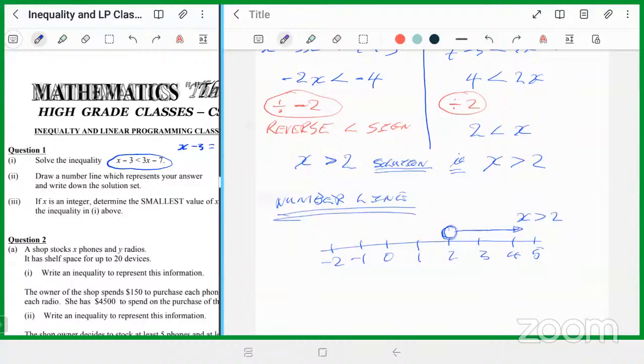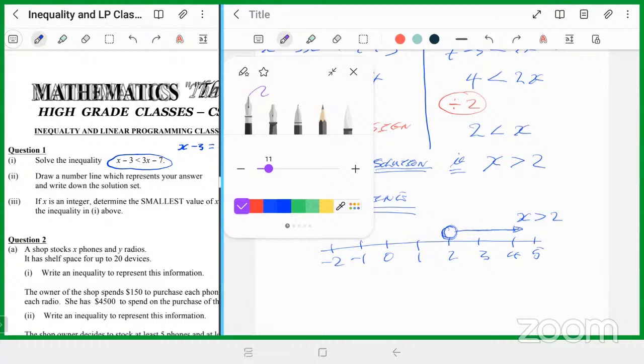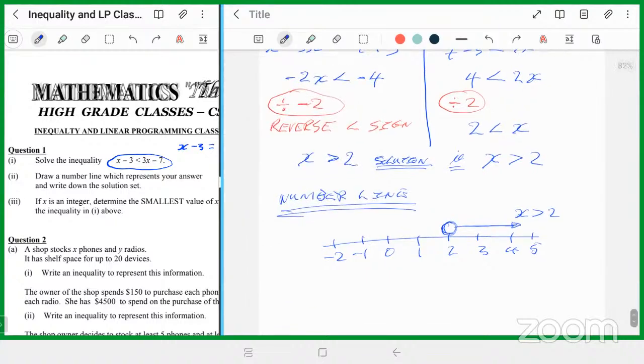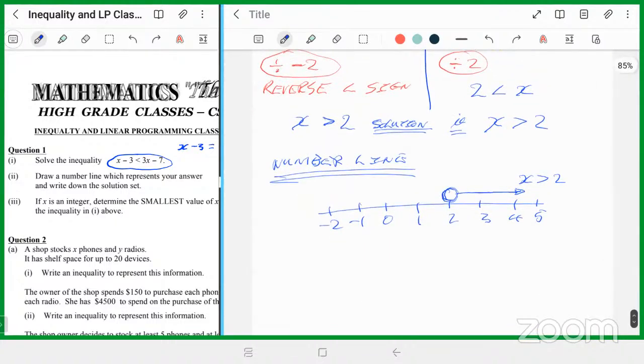All right. Then they want the solution set. The solution set is very simple. You're putting the solution in set brackets. So let's write the solution set. It's not complicated. Sometimes the question might ask you to write the solution set for an inequality. You're going to take this inequality and drop it inside set brackets.